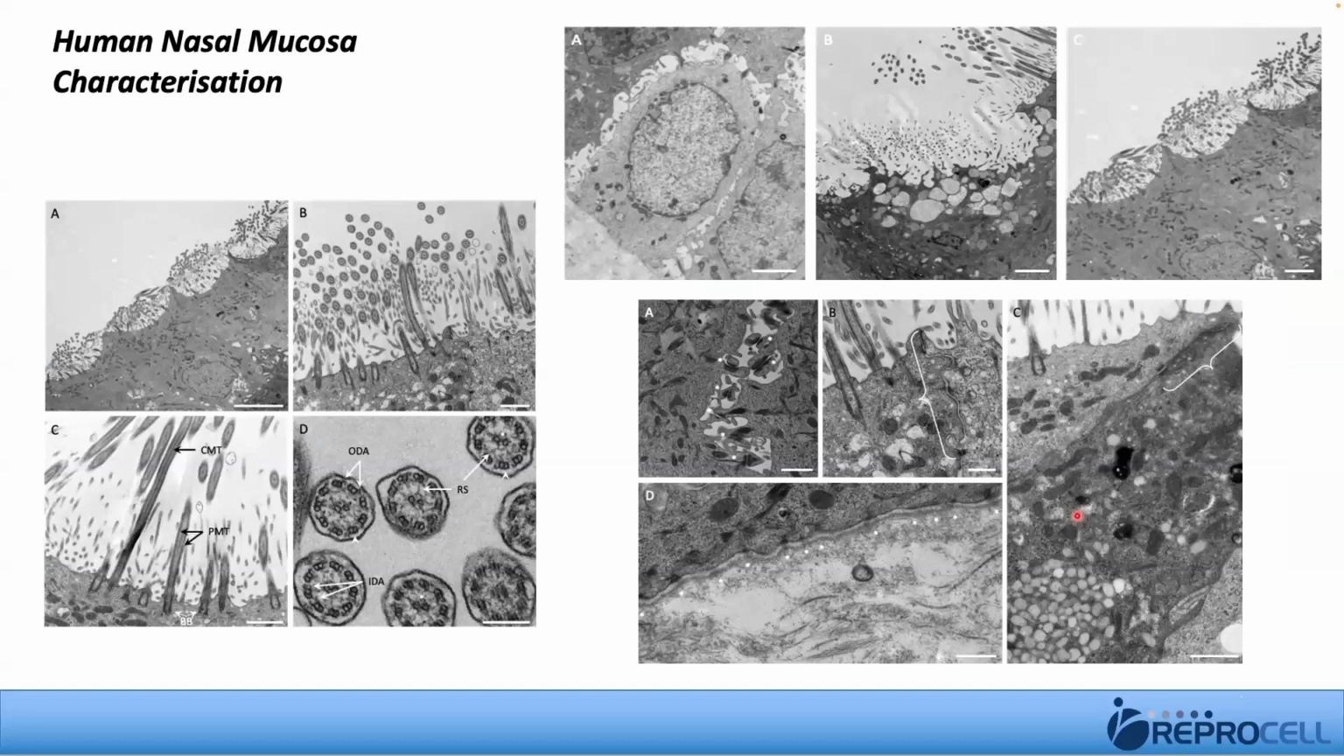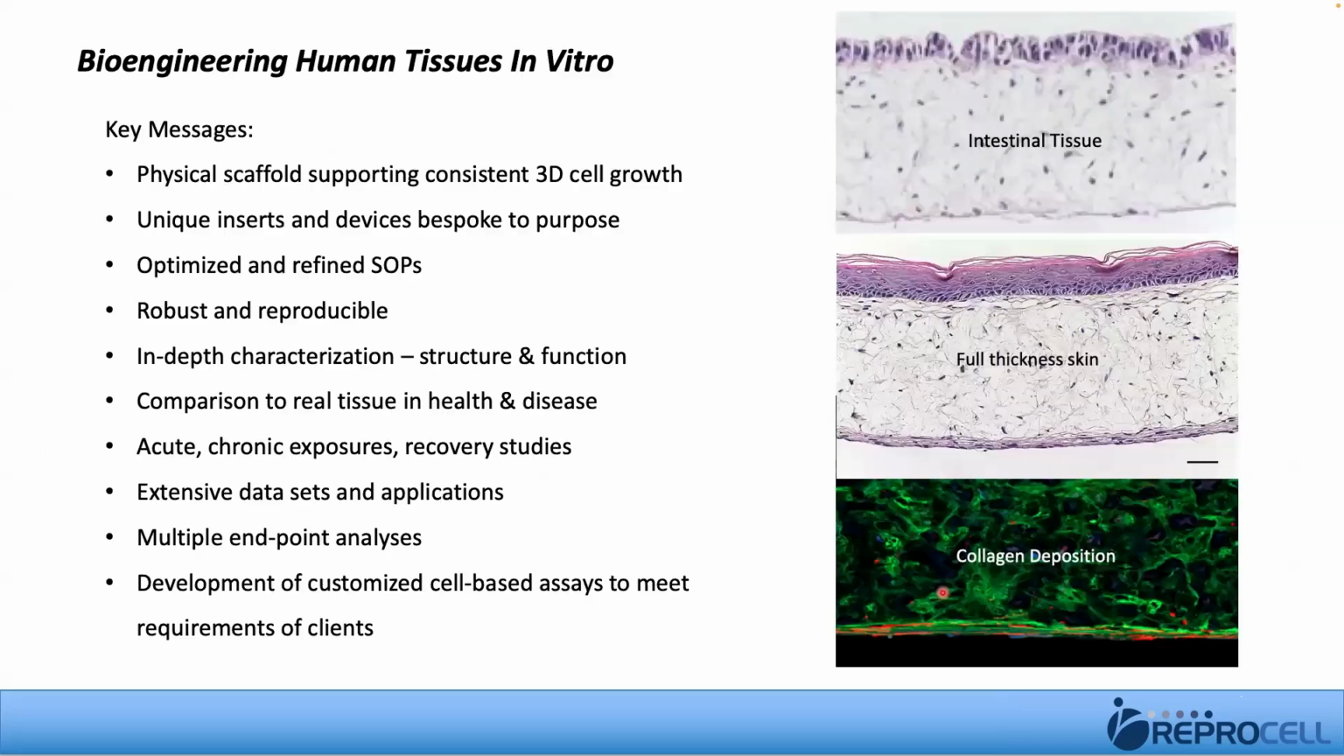Again, lots of characterization. This is just some data showing the ultrastructure of the cilia and the basement membrane. So cilia, 9+2 arrangement, very classical, and then basement membrane here. So again, the anatomy of the model is replicating what we see in reality in the real tissue.